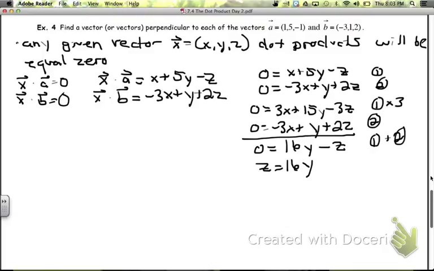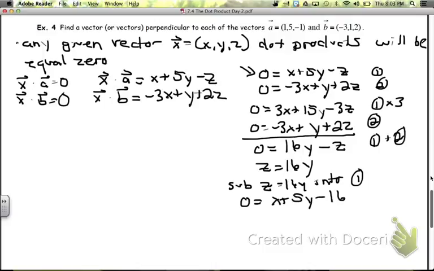So what we're going to do is get everything in terms of y. Because if everything's in terms of one variable, then we can say that our y is equal to another variable such as t, which is what we're going to use, and be able to solve for what our vector could look like. So we have z is equal to 16y. We're going to sub z equals 16y into our first equation above. So we have 0 is equal to x plus 5y minus 16y. And what we get is that 11y is equal to x.